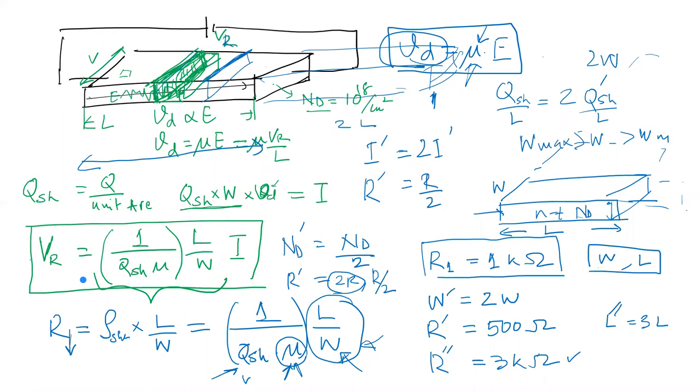Say that again. Who answered 2R, by the way? Sir, here, QSH equal to ND by 2. So when we put... No. Just tell me in words. Tell me in words. Don't go back to the equation yet. Tell me in words, like we have been explaining so far.